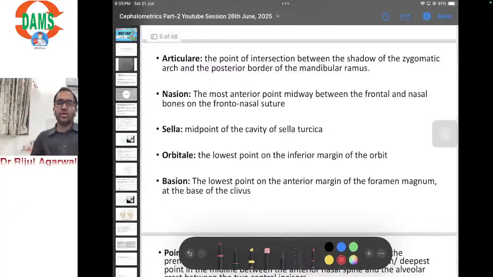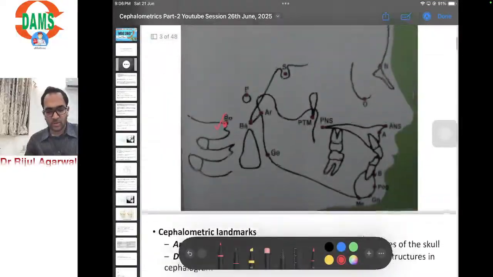Next, articulare. It is the intersection of the shadow of the zygomatic arch and the posterior border of the mandibular ramus. Nasion is the anterior point midway between the frontal and nasal bones on the frontonasal suture. Sella is the entrance to the cavity of the sella turcica. Orbitale is the lowest point on the inferior margin of the orbit. Basion is the lowest point on the anterior margin of the foramen magnum at the base of the clivus. So these are articulare, sella, nasion and basion.